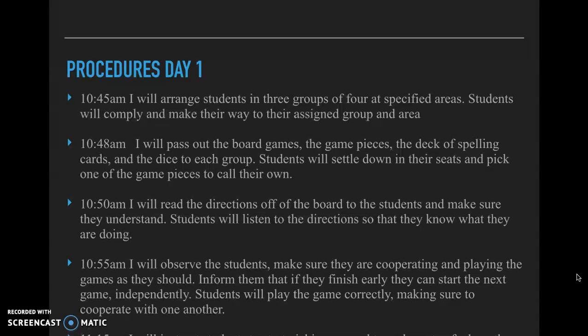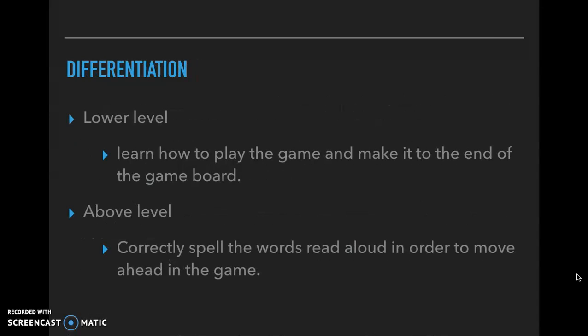At 11:15, I would instruct students to start picking up and to make note of where they left off if they were still playing the game. And they would have to follow directions and pick up their stuff.